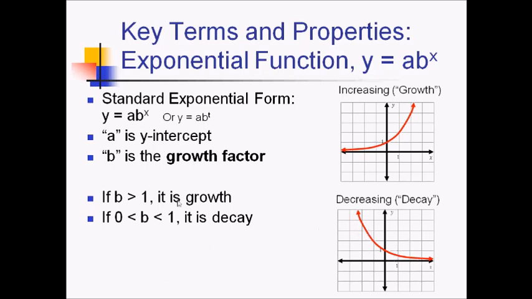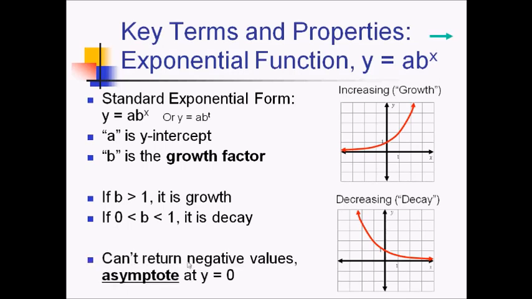Now, you might wonder why I didn't just say b less than 1. Well, if b is less than 0, then you don't even have an exponential function. You can't input negative values for the base, and we can't return negative values back. We can't even return 0. It doesn't matter if you have a positive number, it doesn't matter what exponent you raise it to, you're never going to get 0 or negative out of that. So as I said on the last page, we do have a horizontal asymptote at y equals 0.